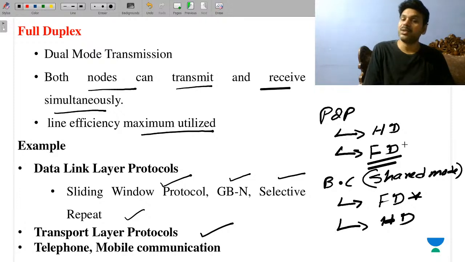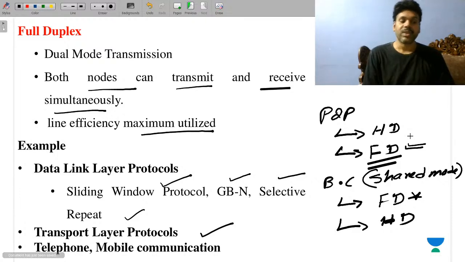You say that you can use full duplex communication, but in all the other cases you have to use what? Half duplex communication.